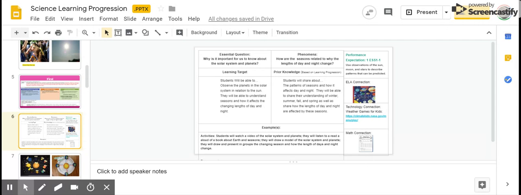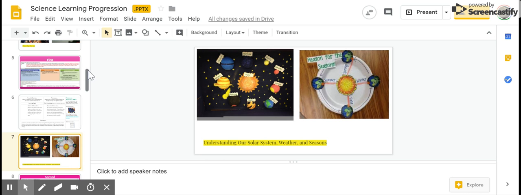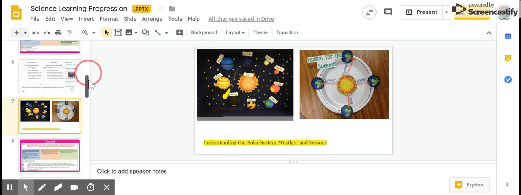Activities: the students will watch a video. They will read and listen to a read aloud book on Earth and seasons, and then they will draw a model of the solar system and planets, and then present in their groups how these seasons affect the length of day and night. And here's some pictures of some models.